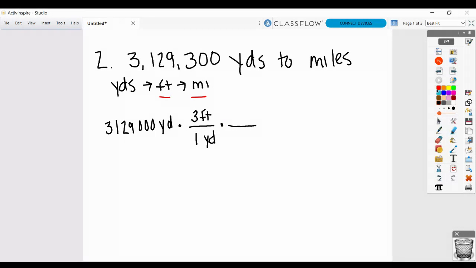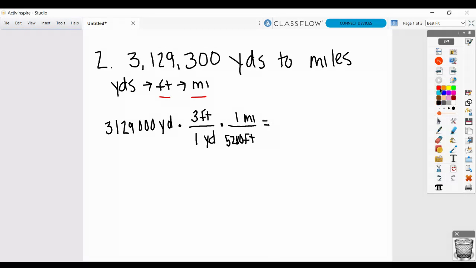Okay, if you want to pay attention here, you're just starting with this. You want the feet now to cancel out. So the feet goes on the bottom. Miles goes on the top. And then fill in 5,280 feet are in 1 mile.